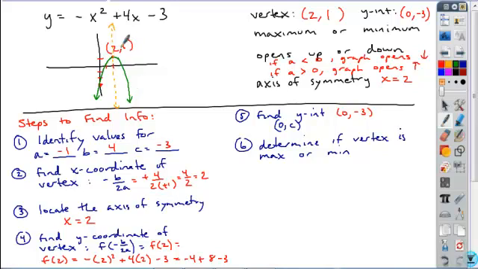So is my vertex now a maximum point or a minimum point? Again, if a is less than 0, it's a maximum point. If a is greater than 0, it's a minimum point. So if it opens up, it's a minimum point. If it opens down, it's a maximum point. So here, my vertex is a maximum point. Okay, and that's, I think, all that you would need to find for something like this.